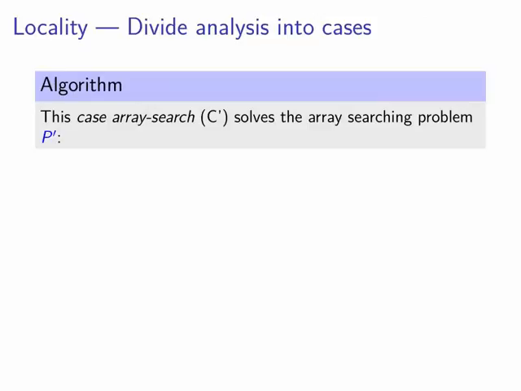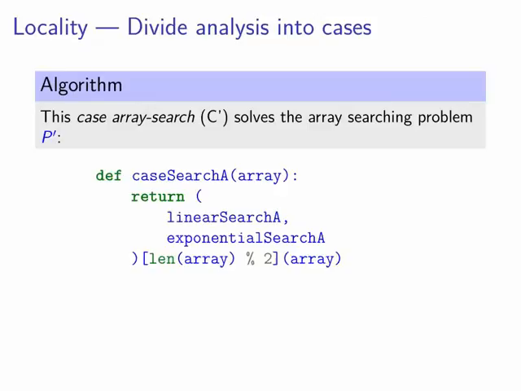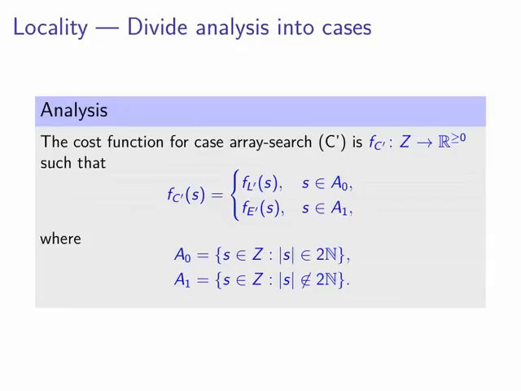Here's another way to solve the array searching problem. In this algorithm, we pick either linear array search or exponential array search, depending on whether the array has odd length or even length. Here is the cost function for case array search. It's a piecewise function which is partitioned by whether the sequence is odd or even length.